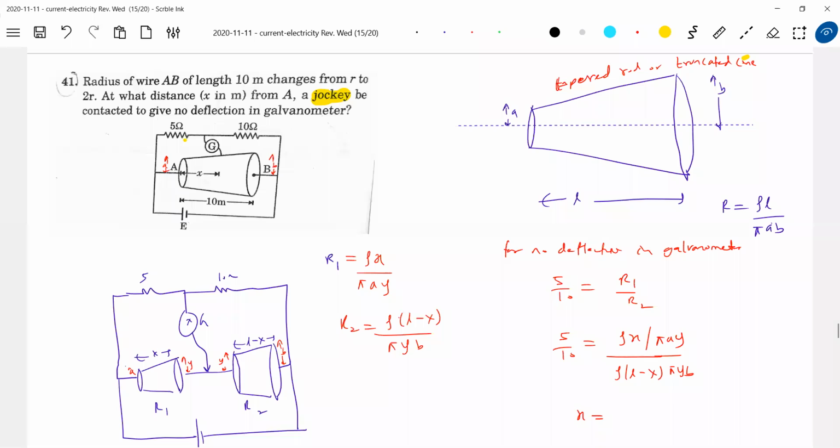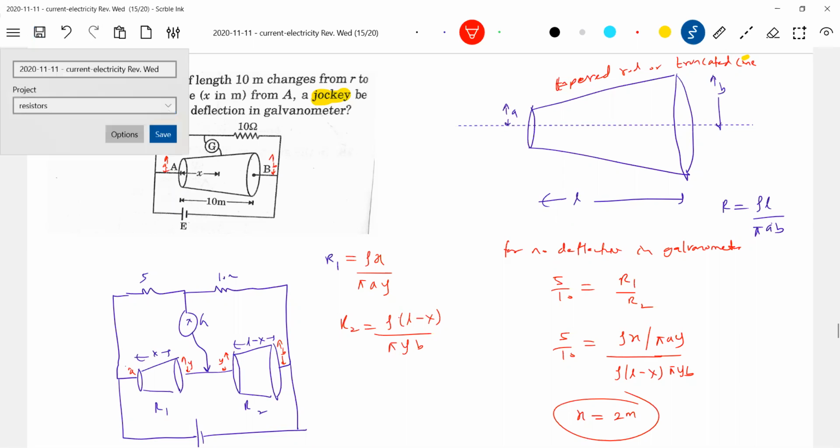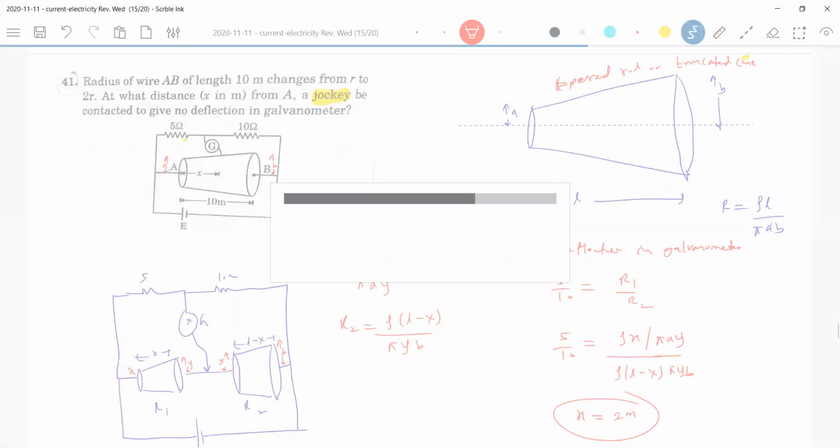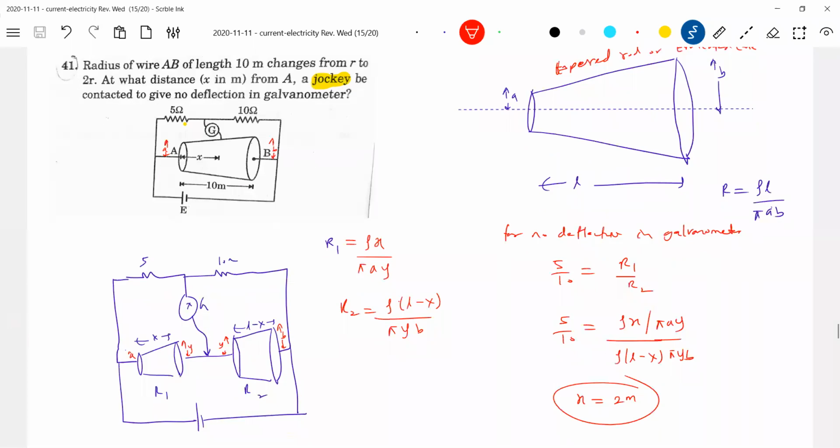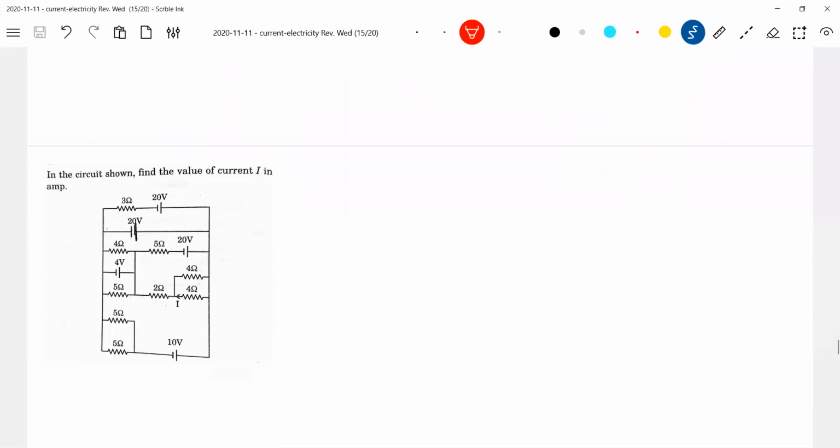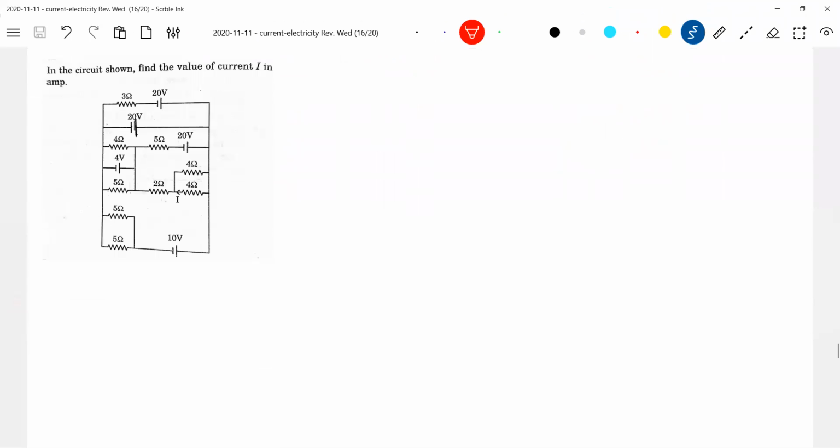Anybody answer? X? 2 meter, yeah. I just picked the problem. I wanted to deeply analyze the situation. Even for me also, I should remember that formula. Otherwise, when should I derive?